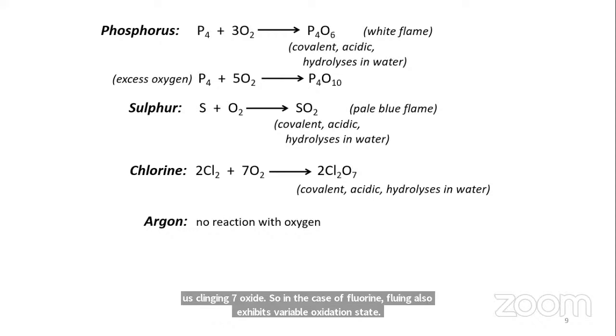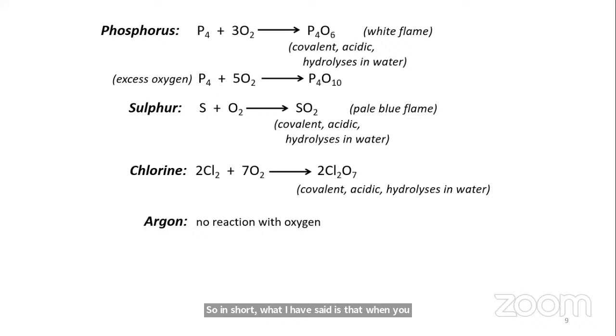So in short, what I have said is that the elements from phosphorus to chlorine, when they react with oxygen, give us oxides that have variable oxidation states. In the case of phosphorus, it gives us the +3 and the +5 oxidation states. In the case of sulfur, it gives us the +2, +4, and +6 oxidation states. The +2 oxidation state oxide is not stable. In the case of chlorine, it gives us the +1, +3, +5, and +7 oxidation states. Argon, which is the inert gas, does not react with water or with oxygen.